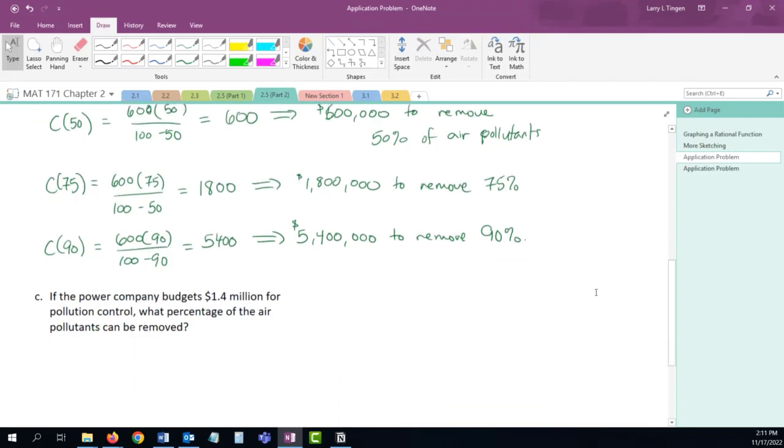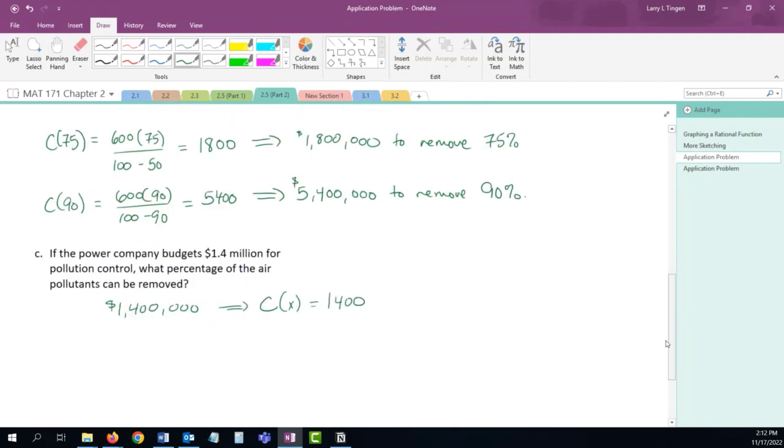Okay. Now, what if I go the other direction? If a power company budgets 1.4 million for pollution control, what percentage of air pollutants can be removed? So that means 1.4 million corresponds to C of X being 1,400.